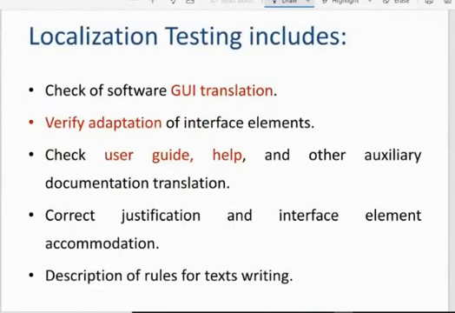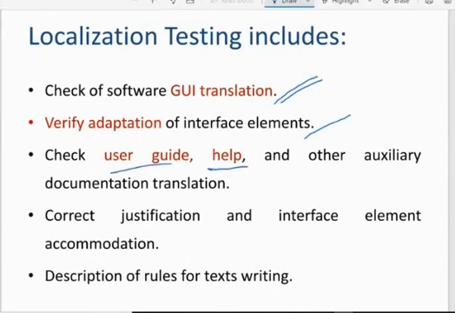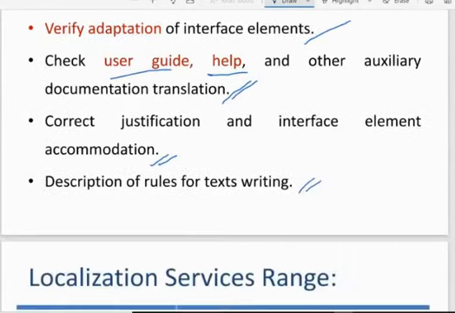Localization testing will include checking of the software's graphical user interface translations, verifying adaptation of interface elements, whether the user guide, the help and the other auxiliary documents are translated well or not, correct justification and interface element accommodation, description of rules for text writing, and all these things will be added here.